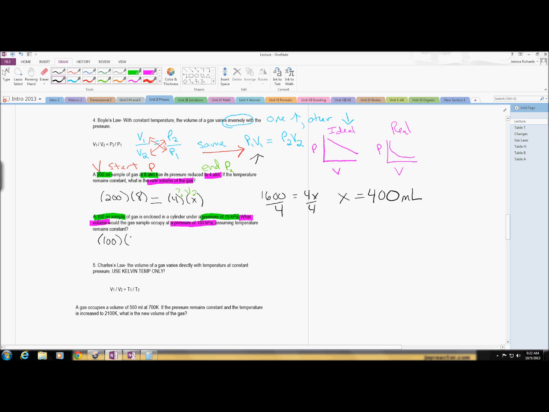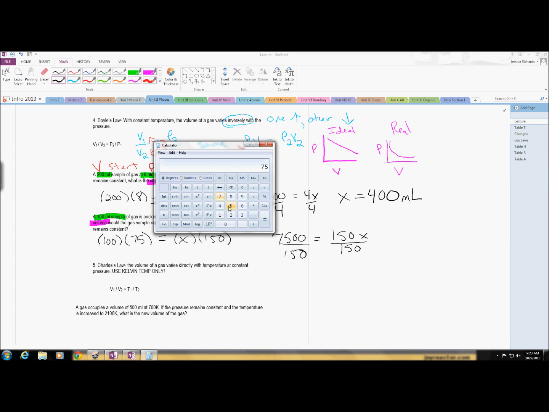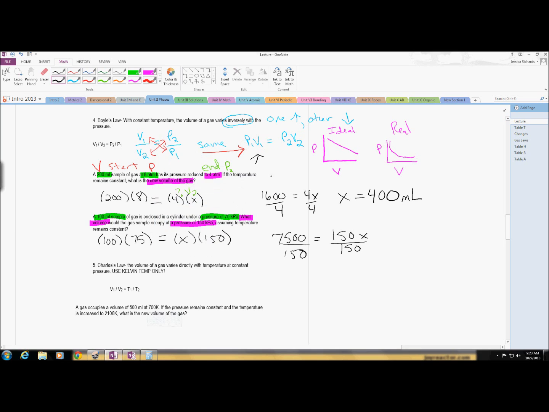100 for my starting volume, 75 for my starting pressure. I don't know my ending volume, 150 for my final pressure, and then we just do the math. So we have 7,500 equals 150x. Divide both sides by 150. And I don't feel like doing that in my head this morning, so just to make sure I get the right number, 7,500 divided by 150, 50. And so then I ask myself, all right, if x equals 50, does this make sense?